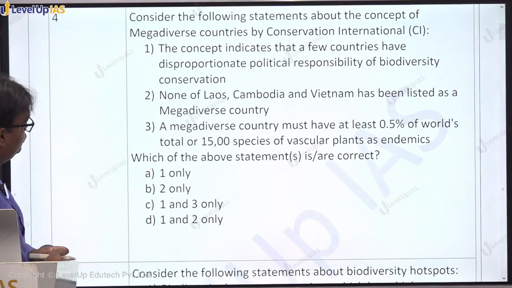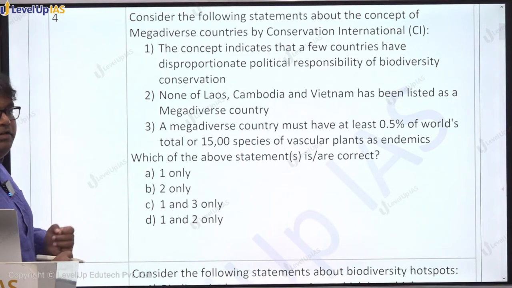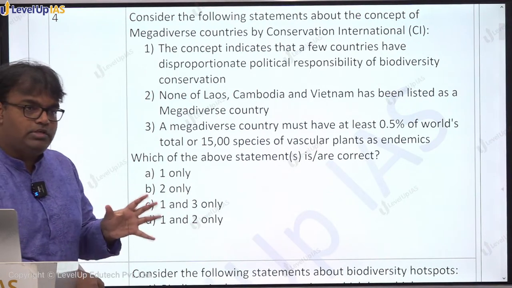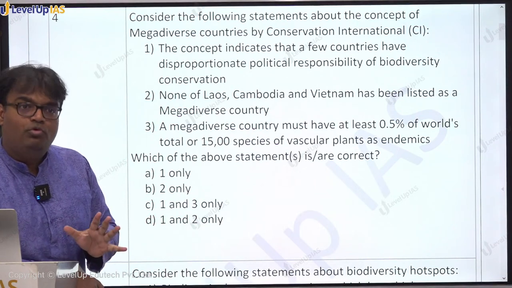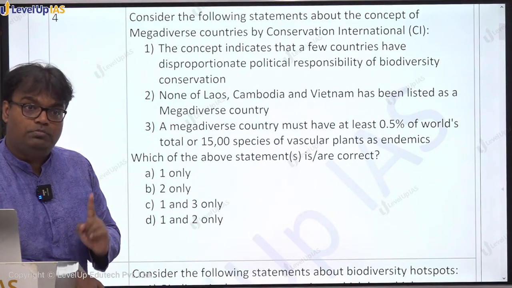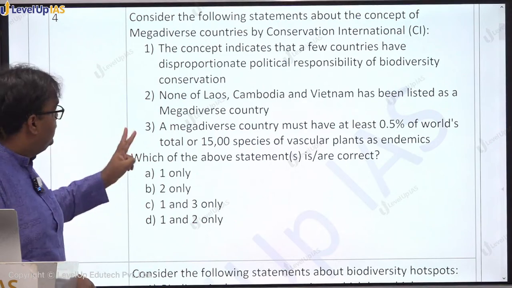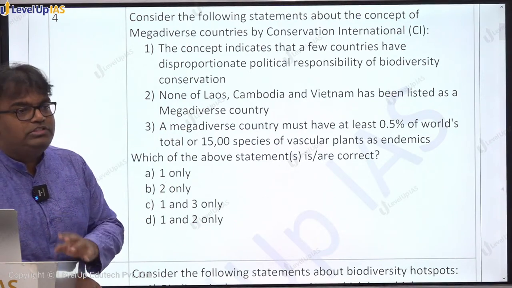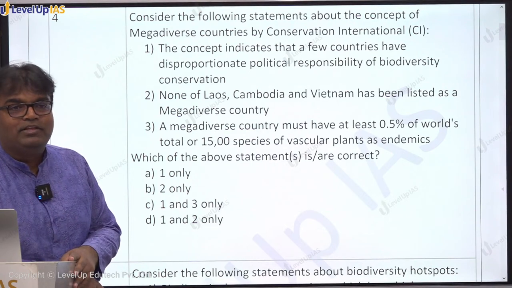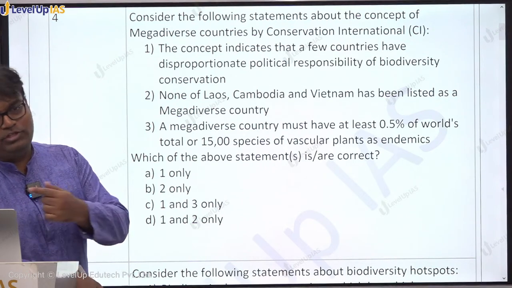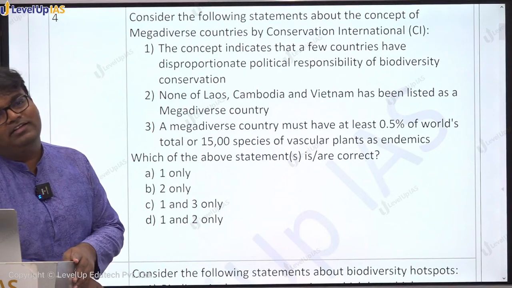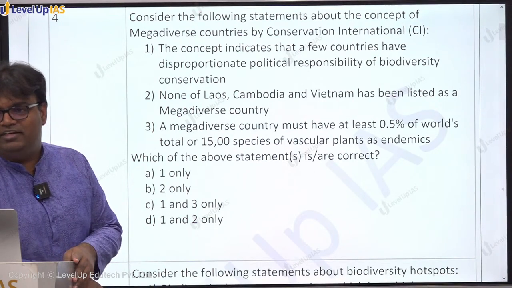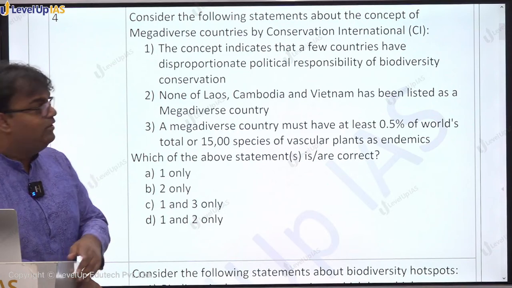D, 1 and 2. 1 is correct. Mega diverse countries ka concept ye bol raha hai ki dekho, there are some countries which are more rich in diversity and thus they are more responsible for protecting it. Second, Laos, Cambodia, Vietnam, in mein se koi hai mega diverse? Nahi, we just saw. Southeast Asia mein which were the countries? Indonesia, Malaysia, Philippines. Aur phir udhar jaake aage, Papua New Guinea and Australia. Right? So none of these countries are there.